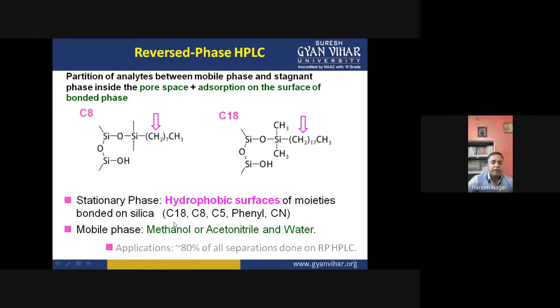If we take a binary mobile phase, then we have to take two solvents in the mobile phase. If we take a ternary mixture, then we take three solvents as the mobile phase. And we can also take only a single solvent as the mobile phase.